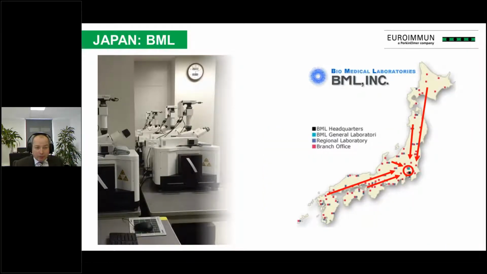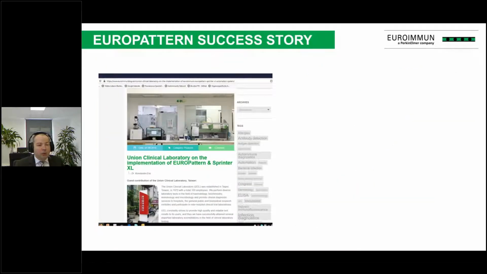In the last example, maybe one of the biggest laboratories worldwide, BML in Japan, uses 5 microscopes, you can see it here in the picture, for 8,000 wells per day. These and other success stories you can find in our blog.